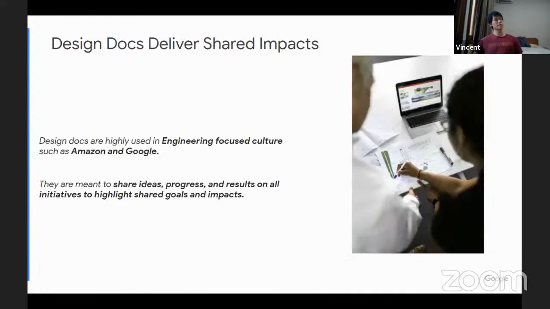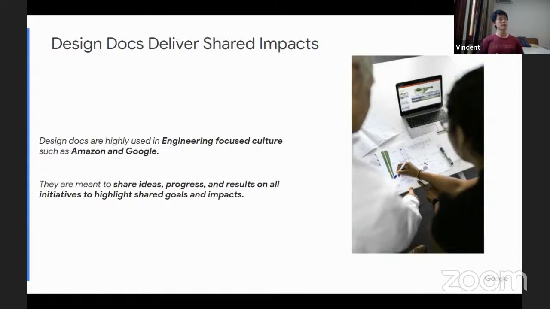And the second thing is that design docs deliver shared impacts, right? Design docs are highly used in engineering-focused cultures like Google and Amazon. In fact, you will find a lot of resources about design docs. But of course, there's no one way to settle on one structure for all problems, because different problems will have different focuses, right?